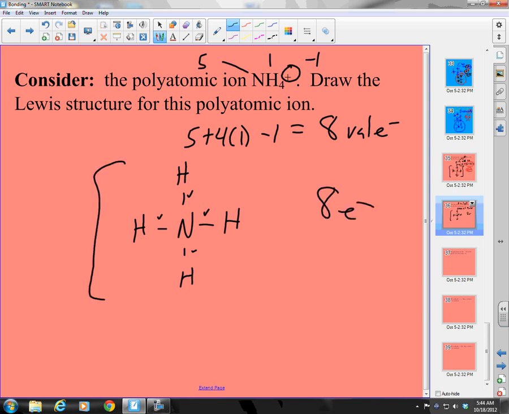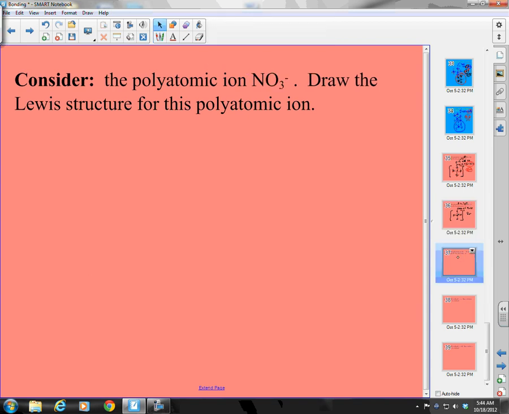It is an ion, so we put it in brackets. And what's its charge? Positive 1. So there we go, it would be like that. Beautiful, piece of cake, right? Going forward, I'll let you try one more. Here you go. This is a tough one. Draw the Lewis structure for nitrate.